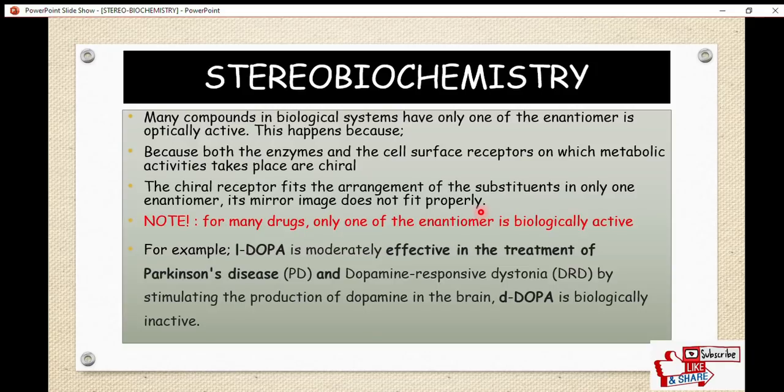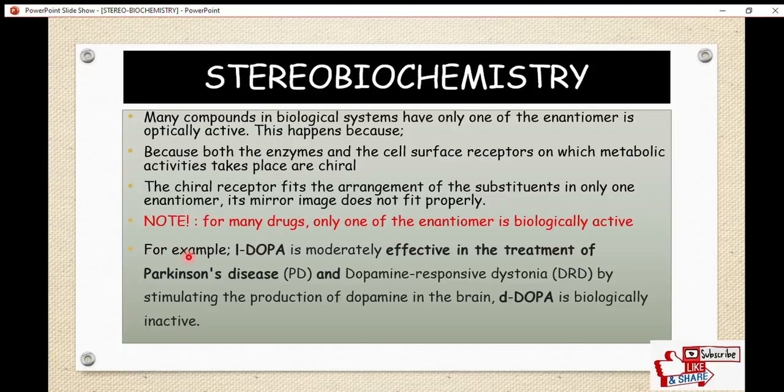So they are enantiomers, so we are going to have a D enantiomer and an L enantiomer, but our body will respond to only one of those enantiomers. The body will respond to only one type of enantiomer. So it's going to pick either the D or the L based on the one that's going to effectively cure the disease. So note, for many drugs, only one of the enantiomers is biologically what? Active. Although they are optically active, only one is biologically active, because our body is going to respond to only one of the enantiomers.